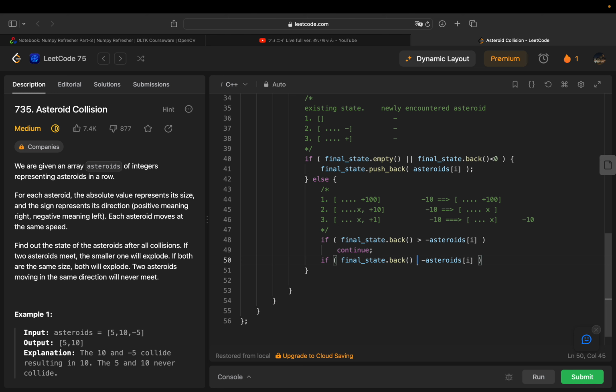If the masses are equal, the two will cancel out, so we need to pop the final asteroid out of the current state. So we pop.